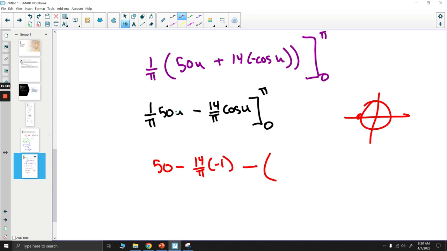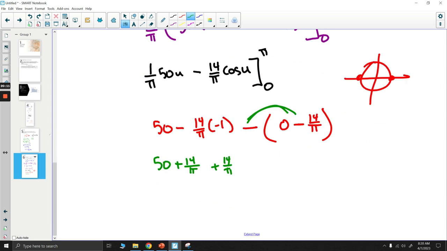minus, okay, now 0. If we plug in 0 for u, here we get 0 minus cosine of 0 is right here. It's 1. So it's 14 over pi. Okay, so that means we have 50 plus this 14 over pi plus 14 over pi. So we end up with 50 plus 28 over pi degrees Fahrenheit, which that's not a very pretty thing.